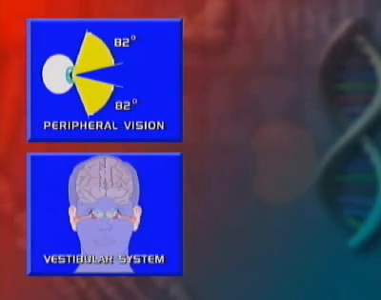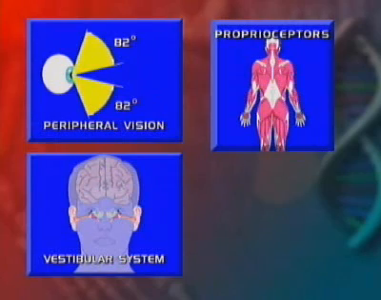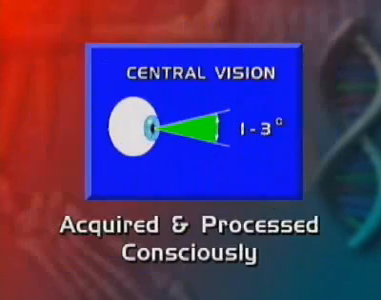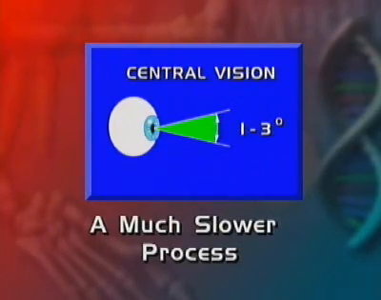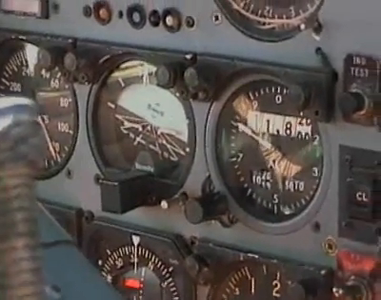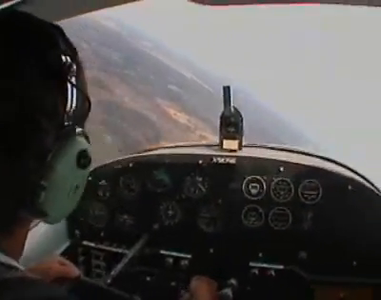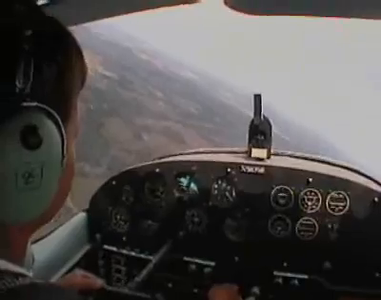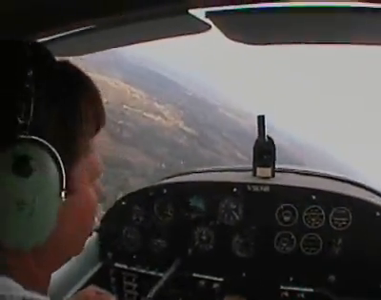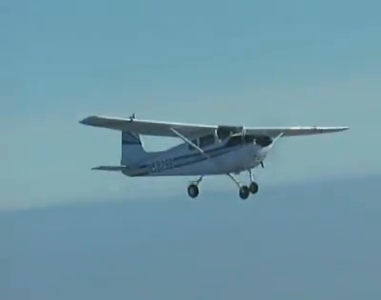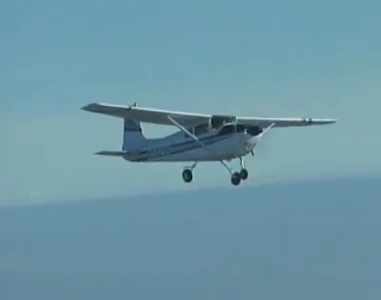Information from peripheral vision, vestibular signals, and proprioceptors is acquired and processed subconsciously. This process is very rapid. Information from central vision is acquired and processed through a conscious process. This process is much slower. This is a factor in your instrument cross-check for feedback on your status in flight. If you are an experienced and current instrument pilot, you will use your central vision to concentrate on the flight instruments, to override false illusions, and to maintain aircraft control. This skill takes practice, discipline, and concentration.